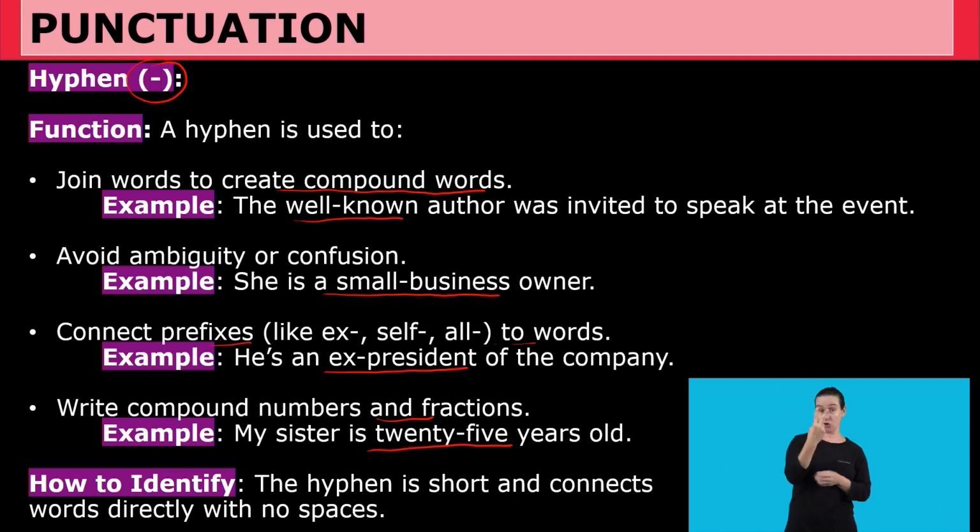Now, how do you identify a hyphen? Well, it's a short line and everyone looks at the length of it. But a secret and a quick trick to help you is that there won't be any spaces. Here you can see no spaces, no spaces. Hyphens are joiners, so there won't be any spaces.